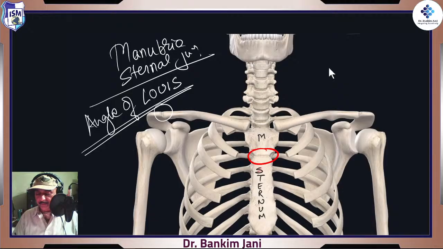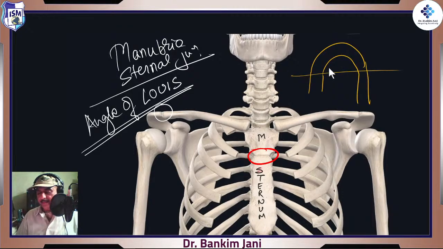In case of aorta, it is like this: ascending aorta, right? Then there was an arch of aorta, and then there was descending aorta, correct? If you draw a line like this, it is this level which is the angle of Louis. That's the level, the manubriosternal angle. So we can say that ascending aorta ends at the level of angle of Louis.